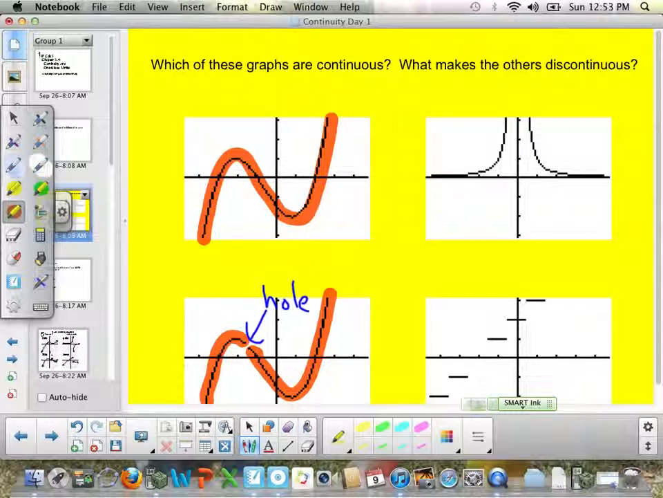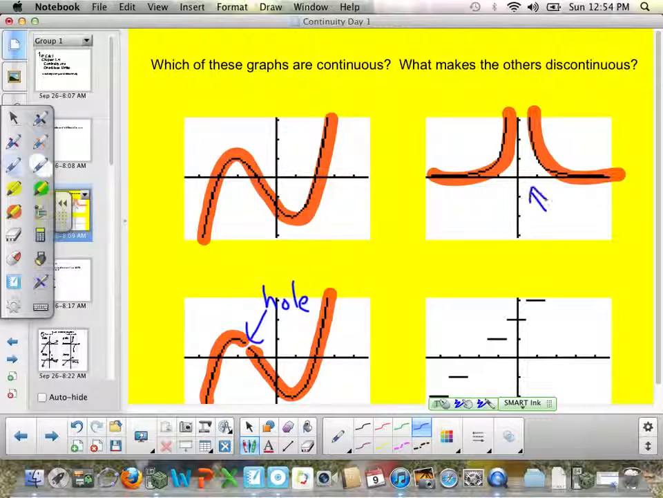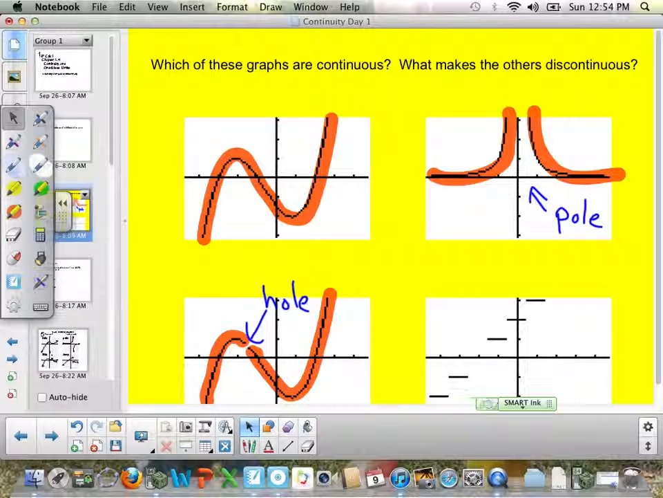The next graph, if I look at that, I draw the left side, I have to pick my pen up and draw the right side. So this one's discontinuous because of that asymptote in the middle. Some people describe that as a pole. There's a pole in the middle, an asymptotic pole, that causes me to have to pick up my pen and redraw later.